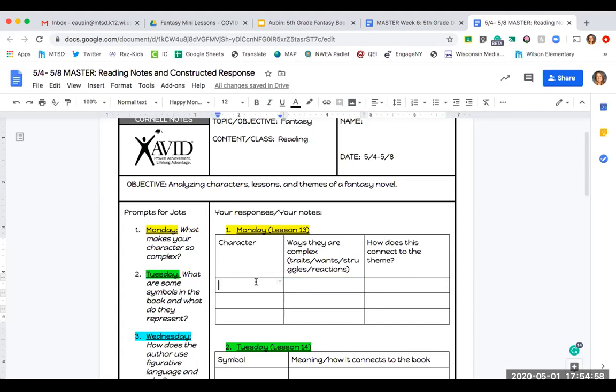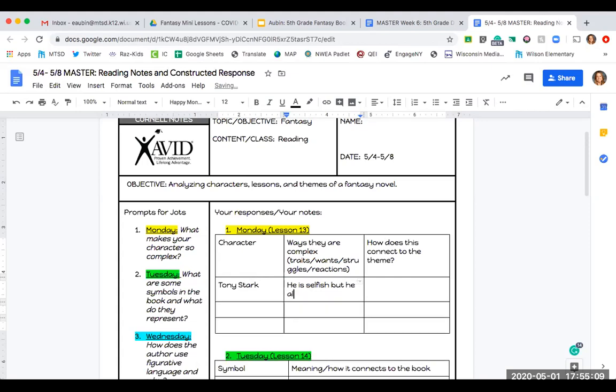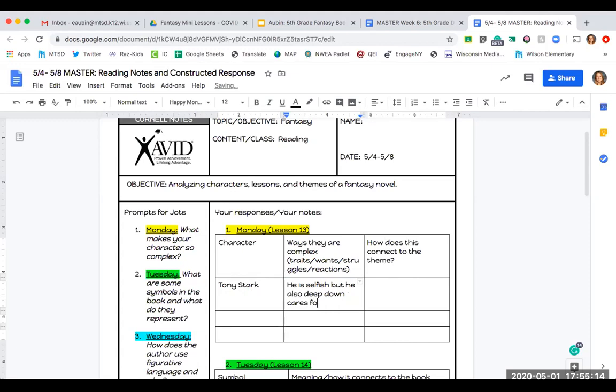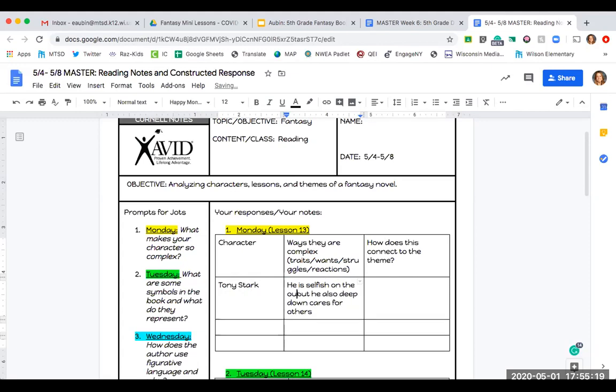So if I was talking about Tony Stark here, I would say he is selfish, but he also deep down cares for others. I'm going to say on the outside, because I think people who don't really know Tony Stark think he is selfish and kind of arrogant, but deep down he cares for others. So that's a complexity. So when you're typing in here, I want you to type in something like this.